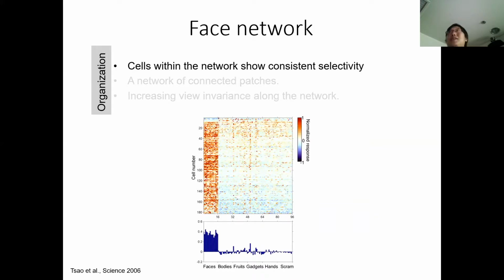Electrophysiology recording in these patches shows that almost all the cells in each patch are face selective. Here is the response profile for all cells from a face patch of one monkey. Each row represents one cell and each column one image. The first 16 columns are responses to faces. Red means a strong response and white means no response. As you can see, almost all the cells are face selective.